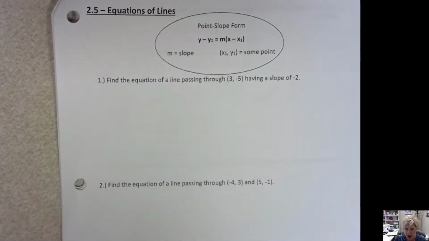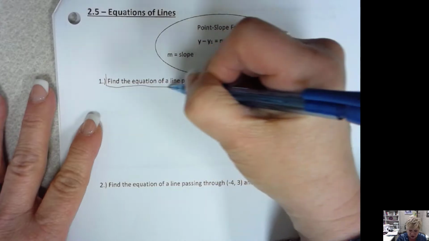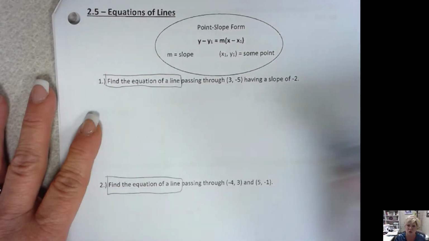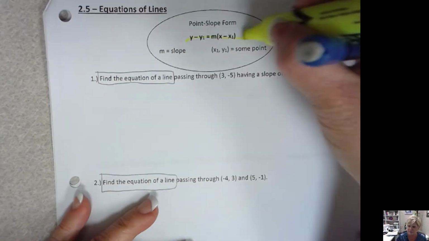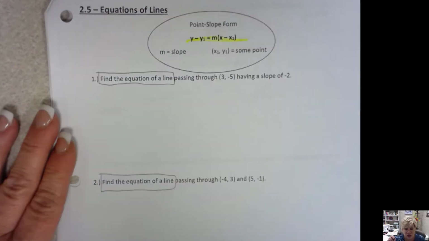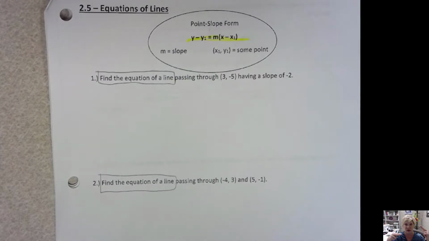And it depends on what information you're given. The key words for you to know what to do when you're taking a test: find the equation of a line. You know you're going to use point slope form, this right here. So you just plug it in, plug and chug. But remember, find the equation of a line means point slope formula.